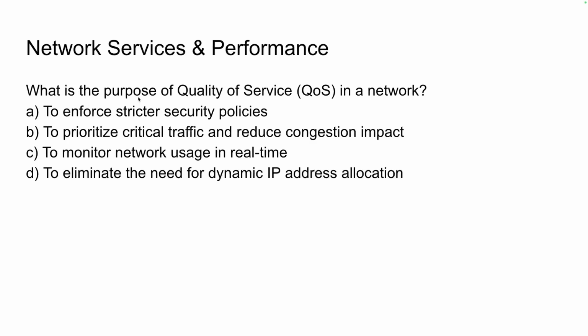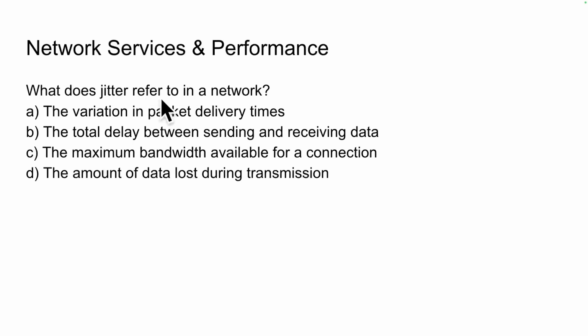Great. What is the purpose of quality of service in a network? So this is us trying to prioritize the criticality of the services that are trying to access resources, right? We're trying to prioritize which service can get access first. So to enforce stricter security policies, prioritize, there we go. So prioritize critical traffic and reduce congestion. That would be the answer. Monitor network usage in real time, eliminate the need for dynamic address. Prioritize, literally the key word here is prioritize. That is the one.